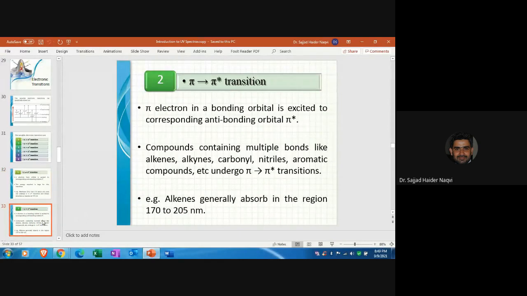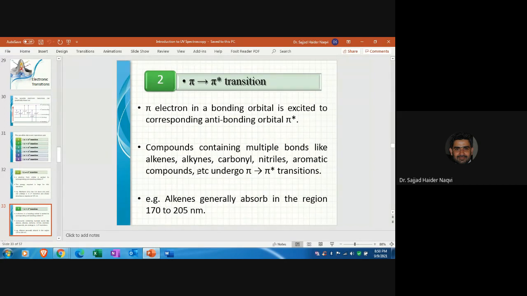The second transition was from pi to pi star. Now in this case, the electrons naturally reside in the pi electron state, which is a bonding orbital. Once they absorb energy, they are excited, and they move on to the anti-bonding orbital, which is pi star. Now, for this particular transition, compounds containing multiple bonds, like single bonds and double bonds and triple bonds, for example alkenes, alkynes, carbonyl compounds, nitriles, and aromatic compounds, etc., do have this kind of transition.